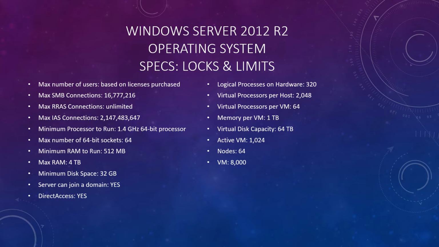The virtual processors per host is 2048. The virtual processors per virtual machine is 64. And it actually can run as many as 8,000 virtual machines.